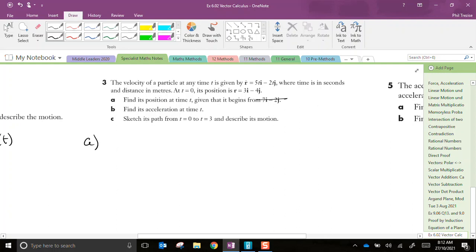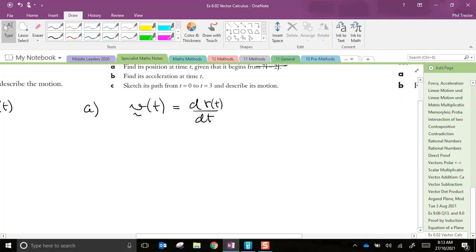So here we go. Now we've been given a velocity. We know that a velocity vector, and remember r dot is velocity, is the derivative of r with respect to time, don't we? So I'm going to multiply. I will have v as a function of time dt equals dr.